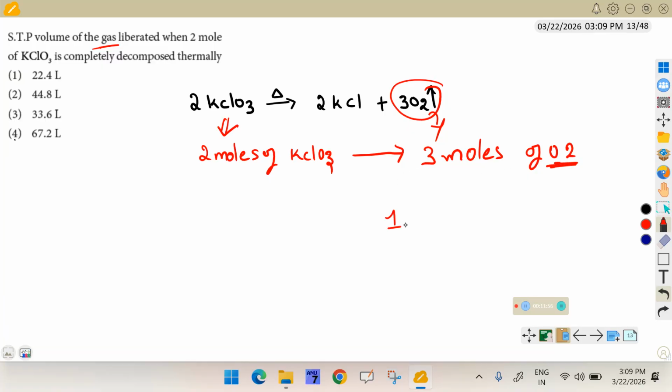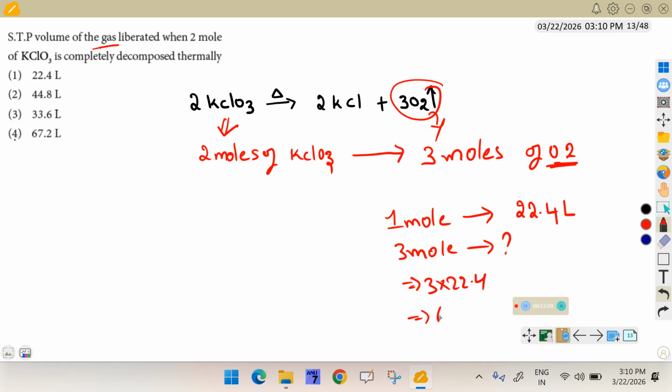1 mole of any gas occupies 22.4 liters. Then 3 moles occupy how many liters? 3 into 22.4, that is equal to 67.2 liters.